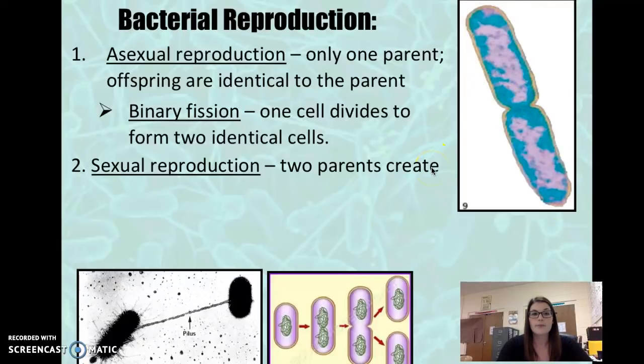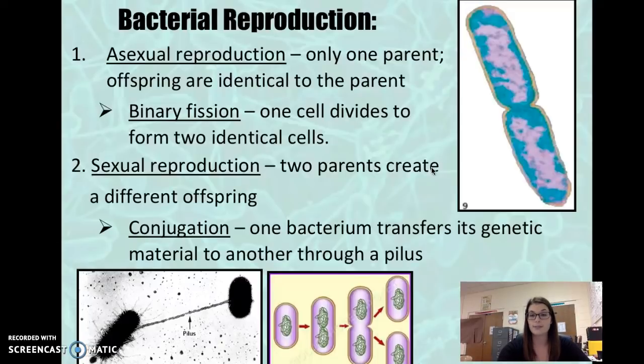And then the second way is sexual reproduction, where we actually have 2 parents creating a different offspring. When I say different, I mean genetically different. Each parent bacteria has its own set of DNA, and when they share that DNA, there's a new cell that is made, and it has different DNA from each of its parents, a little bit of both, just like you and I.